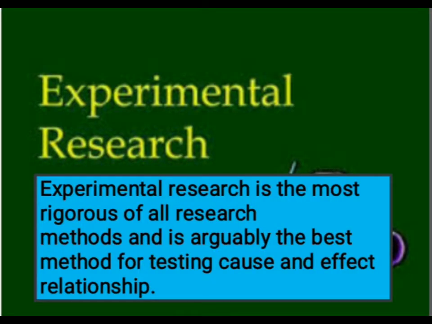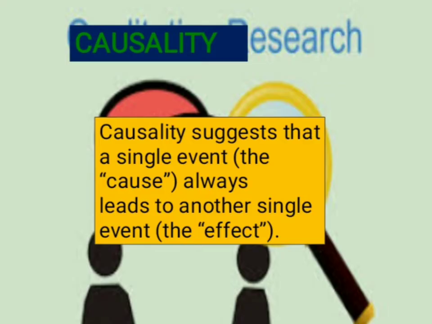Experimental research is the most rigorous of our research methods and is arguably the best method for testing cause and effect relationships. Causality suggests that a single event, the cause, always leads to another single event, the effect.